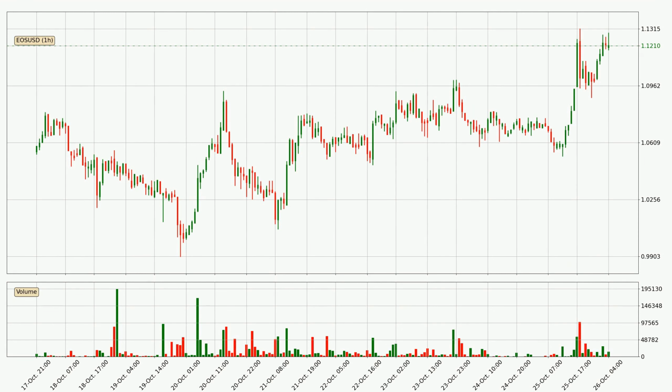By looking at the hourly time frame for EOS, we can see that the price moved up quickly with around 4.7% in the last 24 hours, with a current price of 1.12. Nevertheless, seeing as the volume wasn't very high, the move wasn't particularly strong.